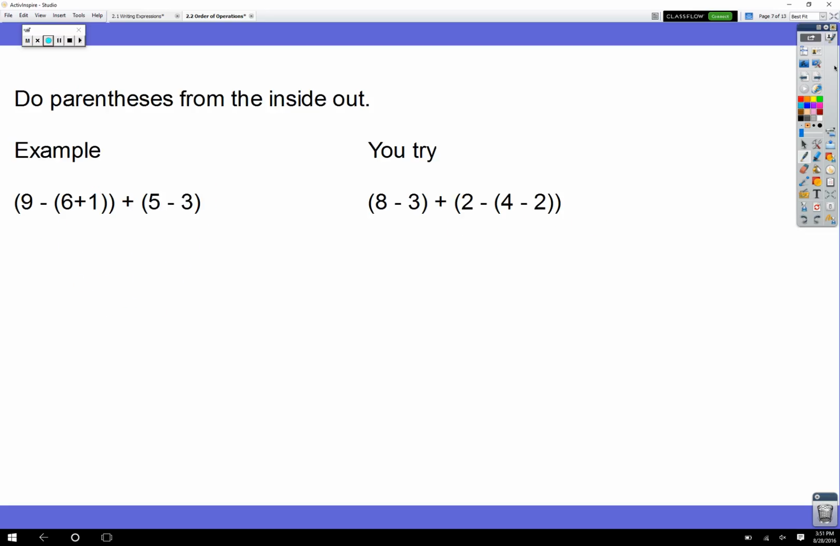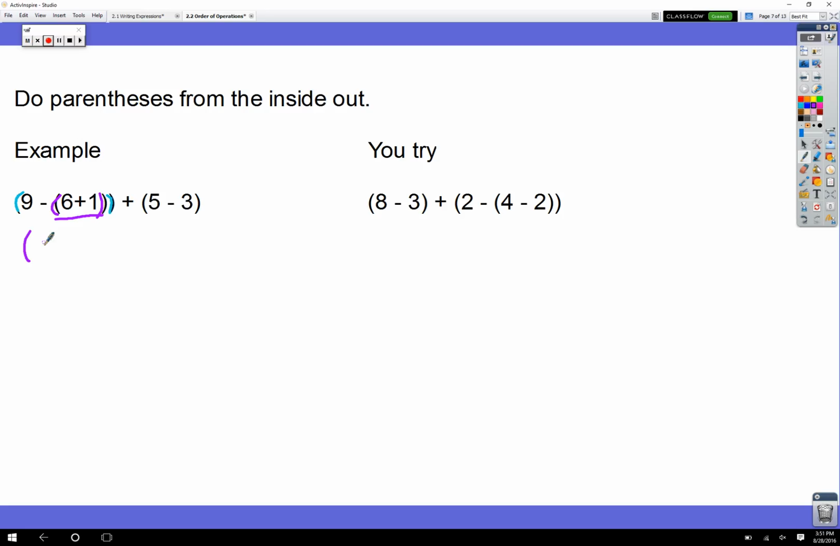Okay, these examples are a little more complicated. They're telling us to do parentheses from the inside out. So in these cases, we have more than one set of parentheses. We have this parenthesis, and then we also have another set of parentheses on the inside. Let's see if I can get a different color here. We have the 6 plus 1. So I am only going to do the inside parenthesis this time.